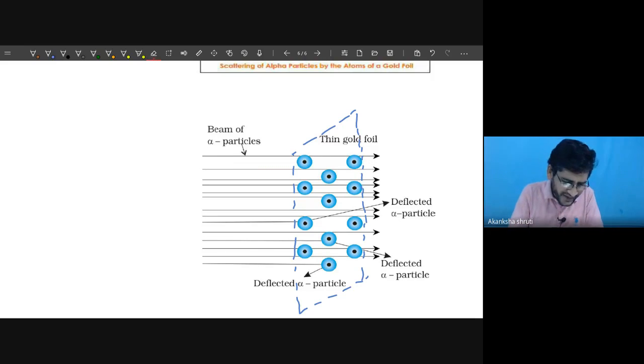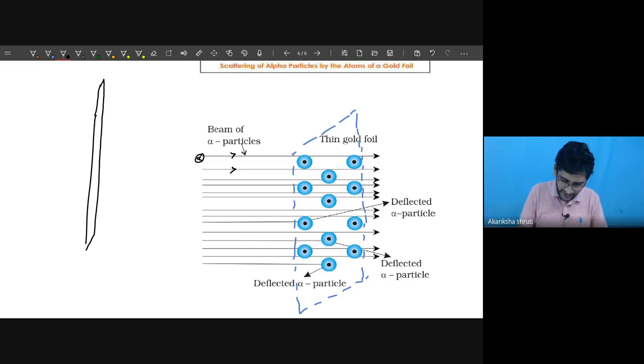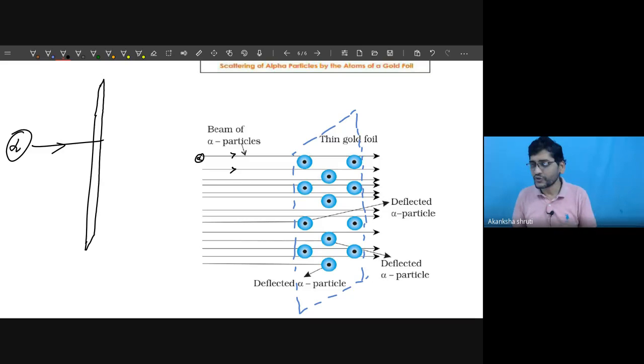What he had done, Rutherford took the alpha particles. These are the alpha particles, denoted by alpha. This is the path of an alpha particle. So he bombarded this thin gold foil. He took the gold foil like this, very thin, so I am drawing it vertically like this. Then he threw the alpha particles over it. Then he observed what was going to happen.